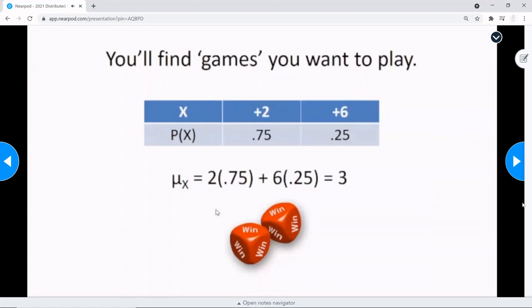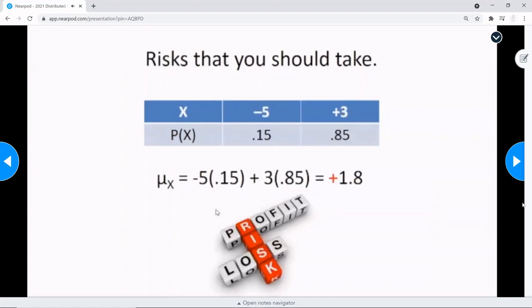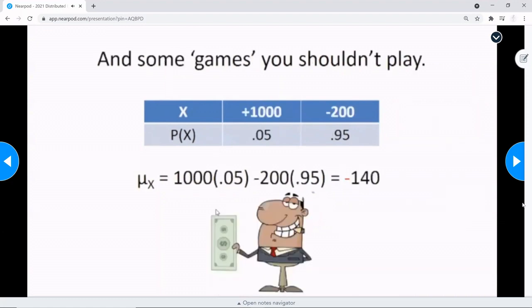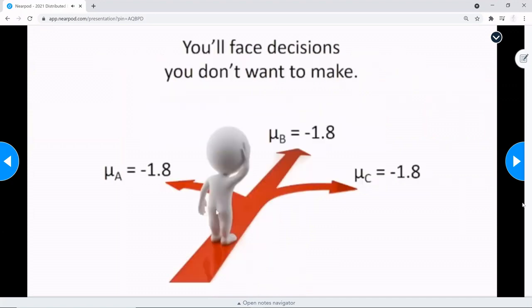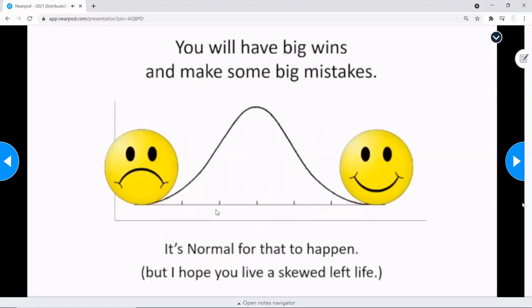You'll find games you want to play. You'll find risks that you should take, whether you're going into business or in the medical field. You'll find some games you shouldn't play, and you'll be able to analyze that. You in life will face some decisions you don't want to make, where all of the things you're choosing from seem like bad things. I wish this didn't happen to you, but it will. It happens to all of us at some point. It may have already happened to you. You'll have some big wins and you'll make some big mistakes. It's normal for that to happen.